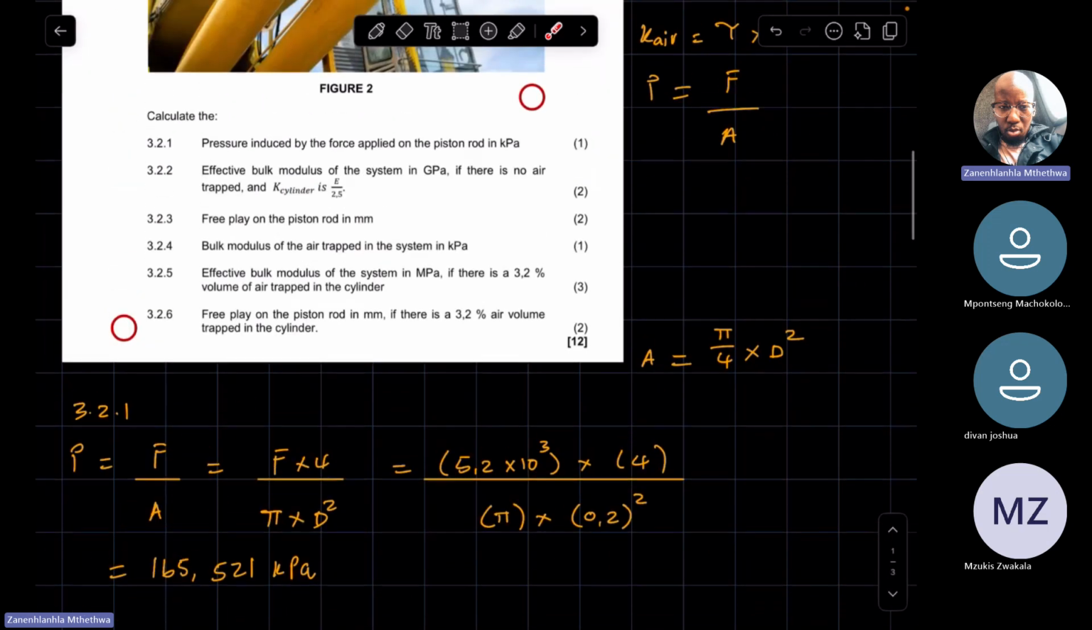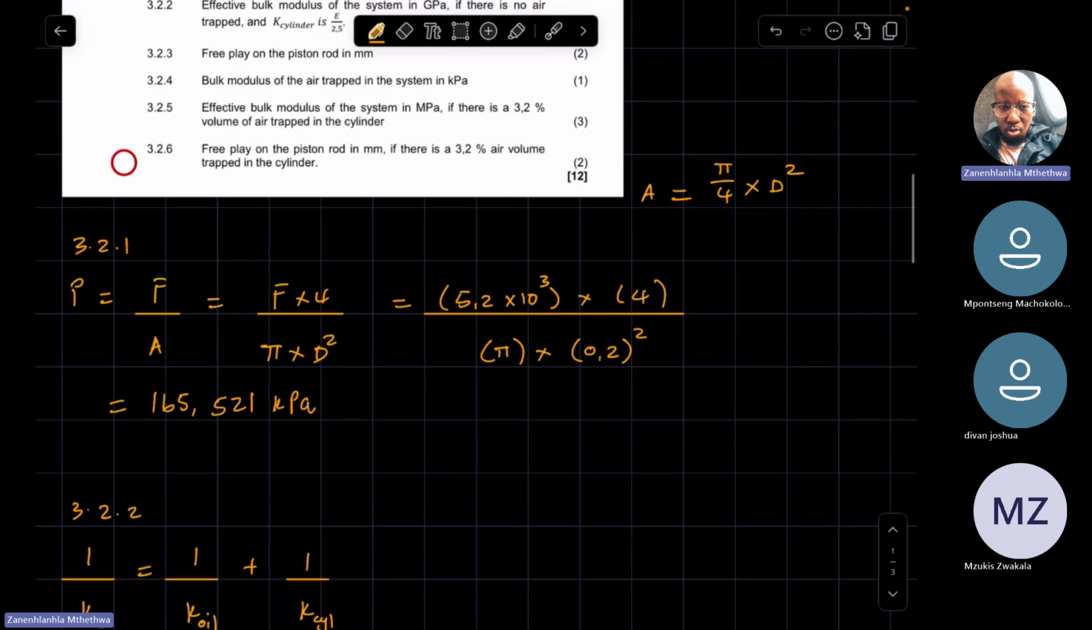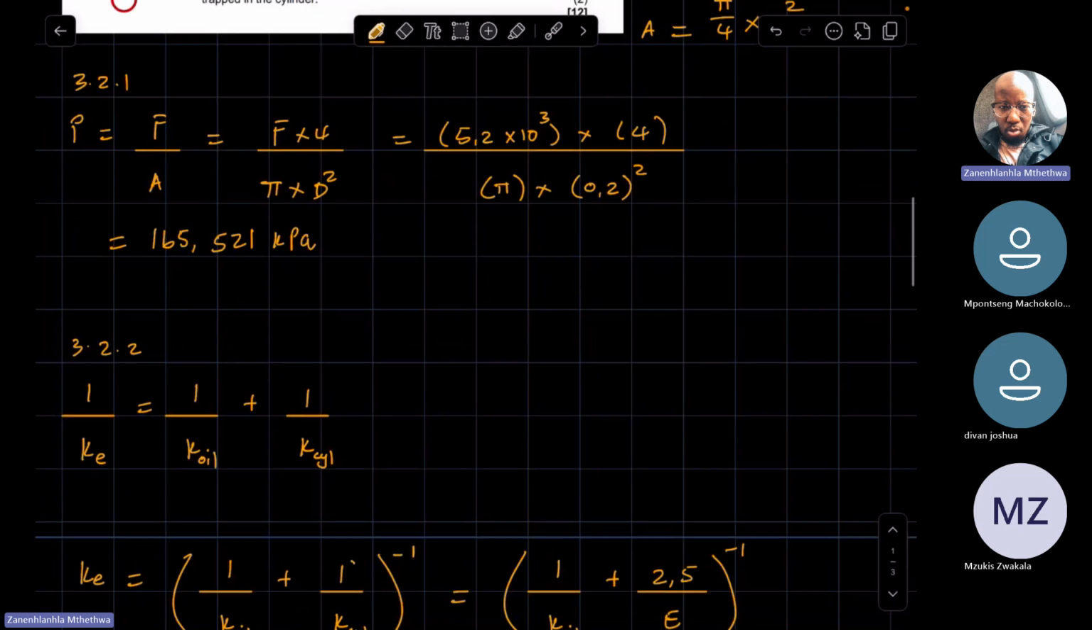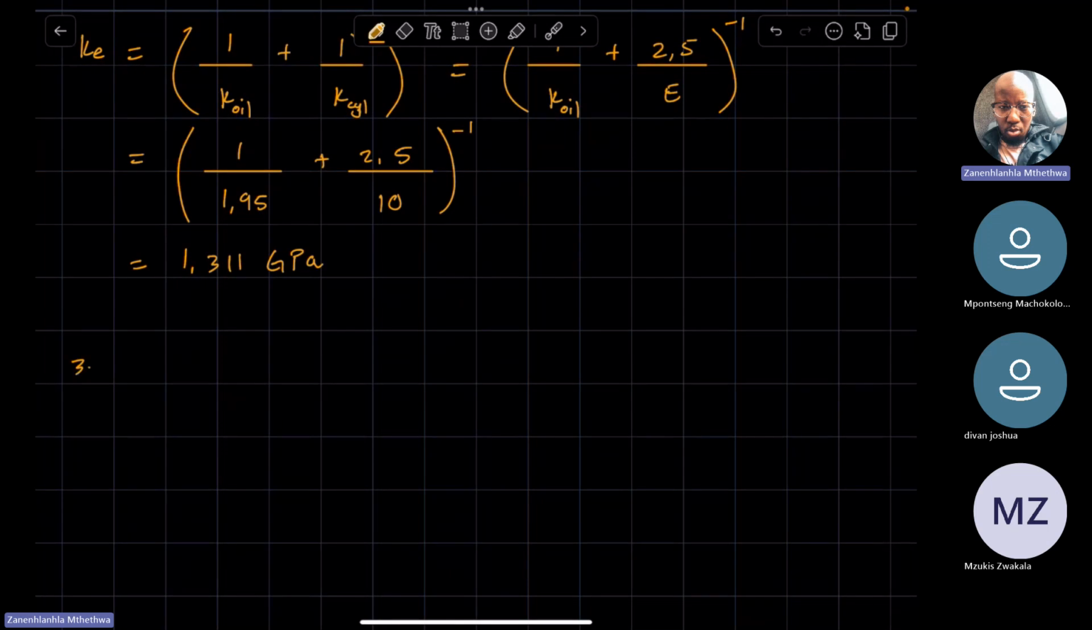No questions. Right, let's look at 3.2.3. Calculate the free play on the piston rod. Right, now they want us to calculate the free play on the piston rod. Right, they want us to calculate the free play. So it's 3.2.3.